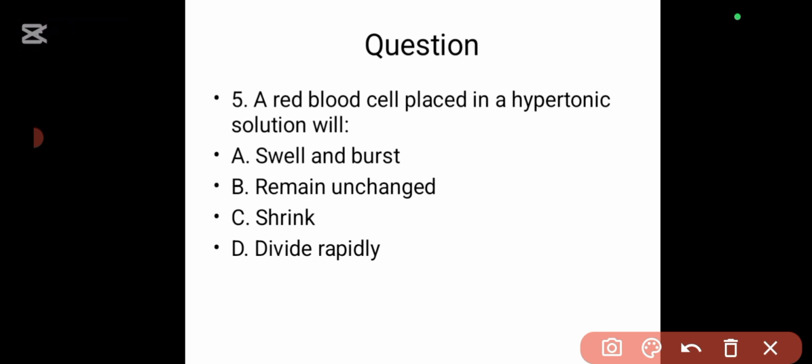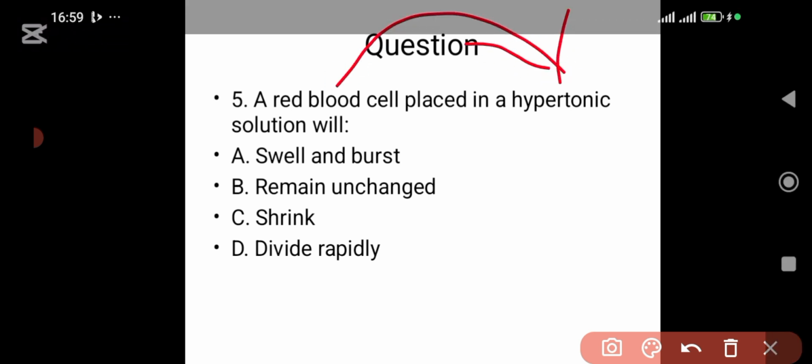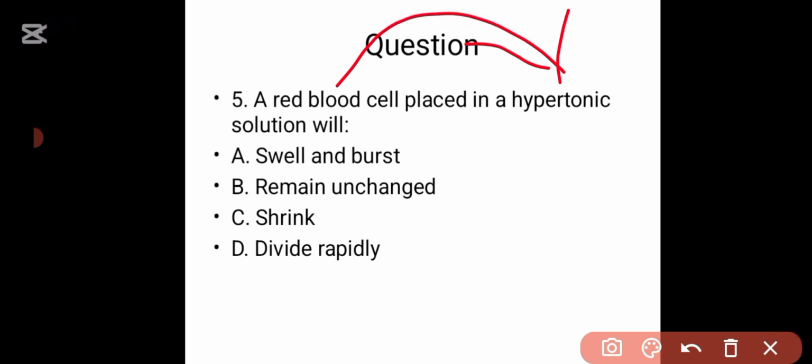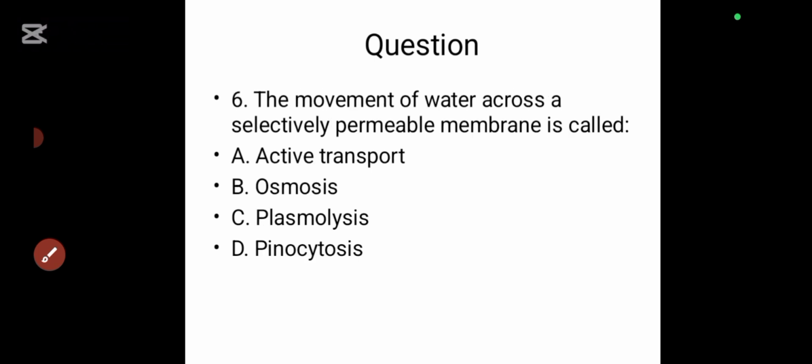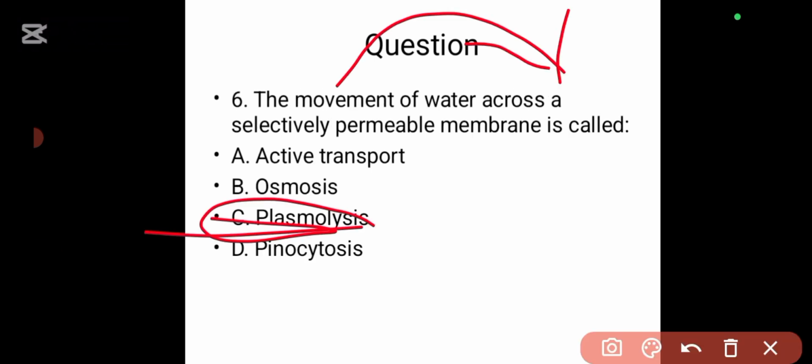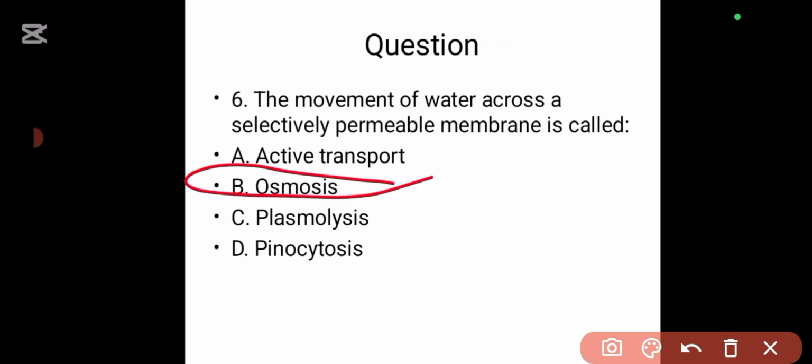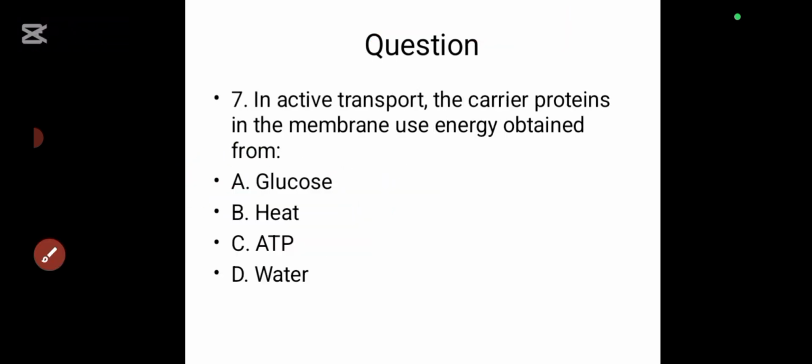So because of that, the cell will lose water, so it becomes plasmolyzed. By plasmolysis we mean shrinkage, right? So that's the answer, shrinkage. The movement of water across a selectively permeable membrane is what? Osmosis. The definition is about water, okay?